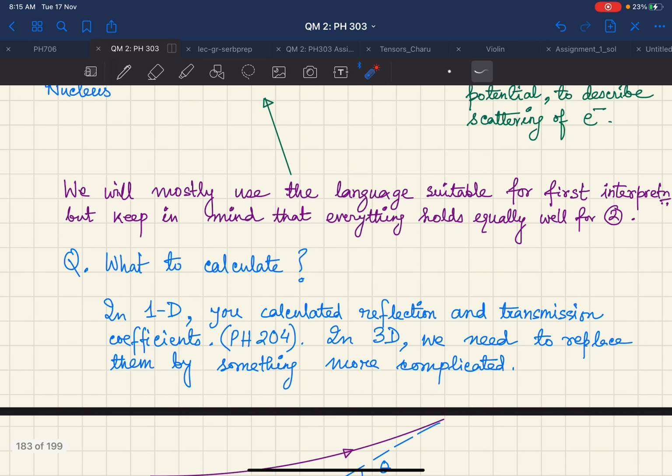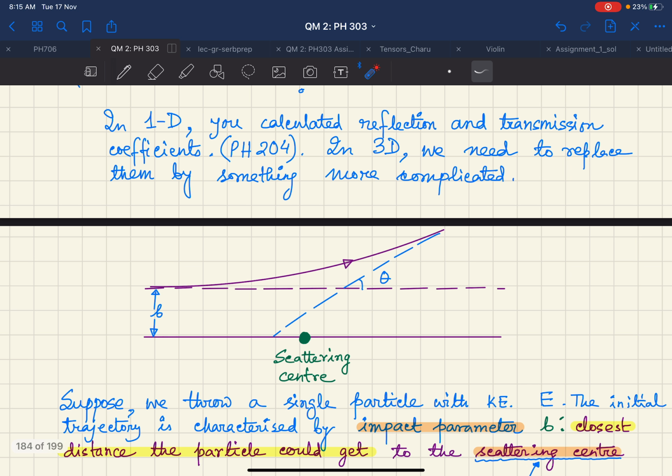Now once your Hamiltonian is decided, then you ask the question what to calculate. So you are already familiar in your PH 204 course about the calculation of scattering in case of one-dimensional potentials, and you calculated there the reflection and transmission coefficients. But in 3 dimensions we need to replace these reflection and transmission coefficients by something which is a little bit more complicated, and we will see what these are.